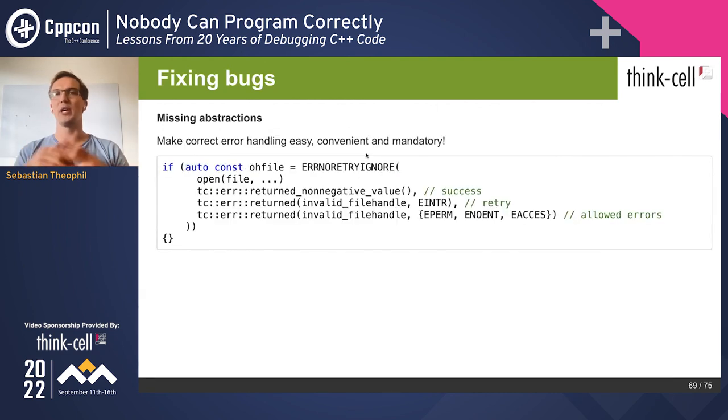A missing abstraction can also be related to error reporting, for example. I already said that we try to report and check all error codes. So this is how this can look, for example. We make an open call, we try to open a file, and there are three cases that we have to handle. If open returns a non-negative value, then that's a file handle, and the open has been successful. If it returns -1, the invalid file handle, and the global error variable is set to EINTR, then we want to retry the open. And then there's a very limited set of errors that are actually allowed. We don't have permissions to open the file or the file doesn't exist. For anything else, I want to have an error report in our backend. And then I figure out what to do.